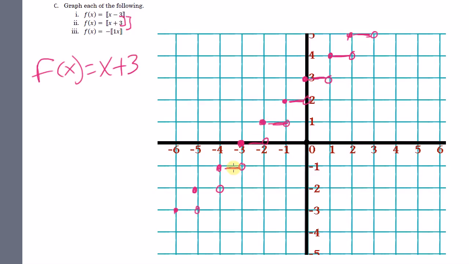And so on. I don't know how many points they're going to want us to plot, but whatever. Like that. Alright, so that's the graph of the greatest integer function, x plus 3.